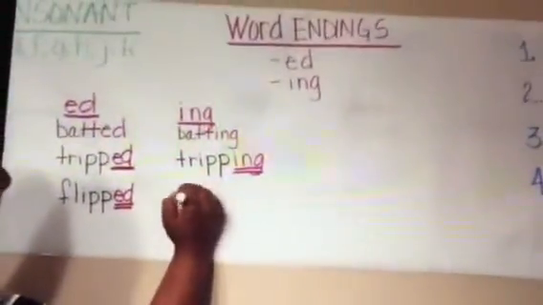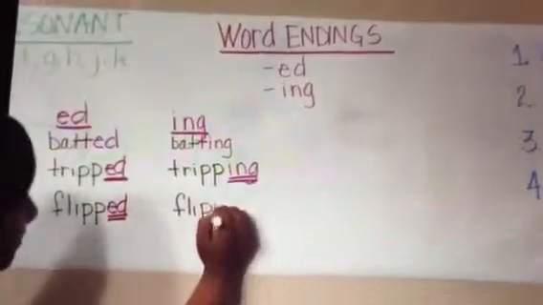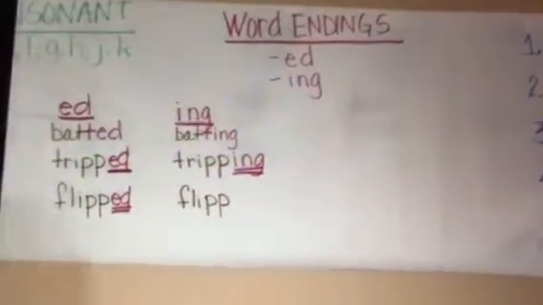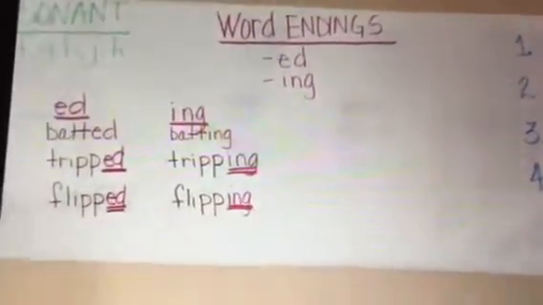And then let's try this last one. Flip. We're going to double the consonant. And then we're going to add the ING over here. Now we have the word flipping.